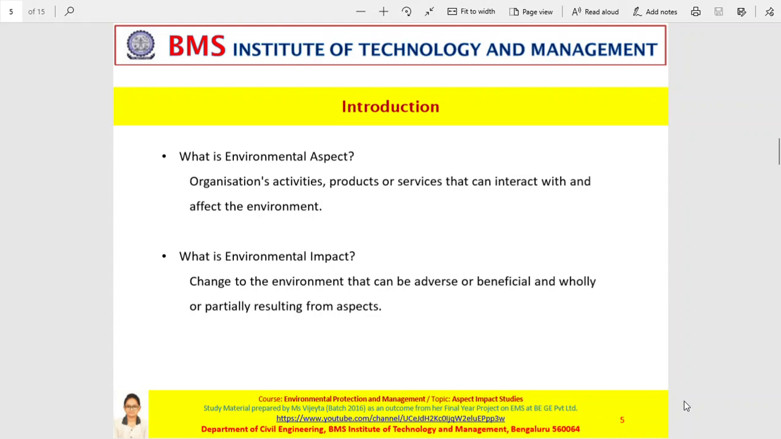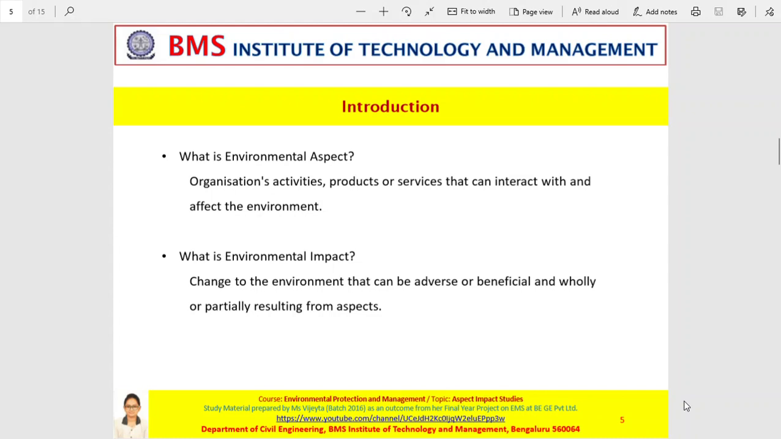What is an environmental aspect, or simply aspect? According to ISO 14001, it is the element of an organization's activities, products or services that interact or can interact with the environment. What is an environmental impact? According to ISO 14001, it is described as a change to the environment, whether adverse or beneficial, wholly or partially, resulting from an organization's environmental aspect.